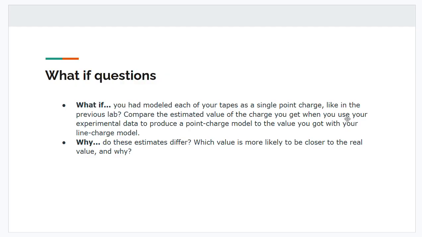What if we had modeled each of our tapes as a single point charge? That's what we did in the previous lab, and we had less charge in that scenario because you're only accounting for one charge instead of multiple charges. So they differ because one uses one charge, one uses multiple charges. The one that we just did should be more accurate, because typically the more accurate models have more complex things going on in them.